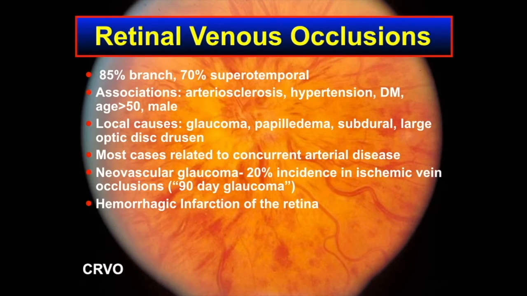When I started in ophthalmic pathology, one of the most common types of eyes we received in the lab was an eye with neovascular glaucoma following a vein occlusion. This was called 90-day glaucoma. There was actually a 20% incidence in ischemic vein occlusions. We don't see that type of eye that often due to improvements in therapy. Vein occlusion gives rise to hemorrhagic infarction of the retina.